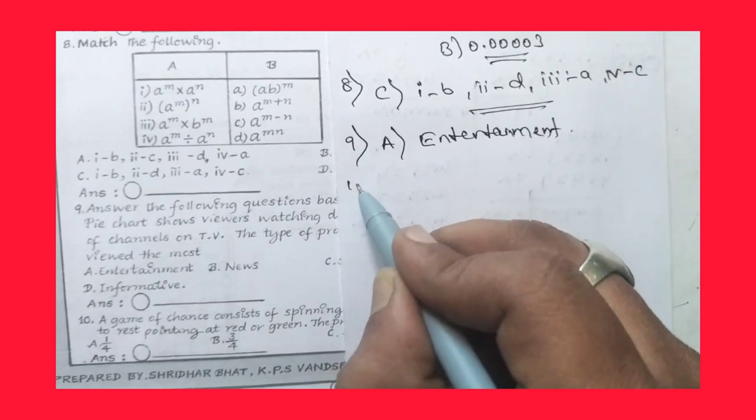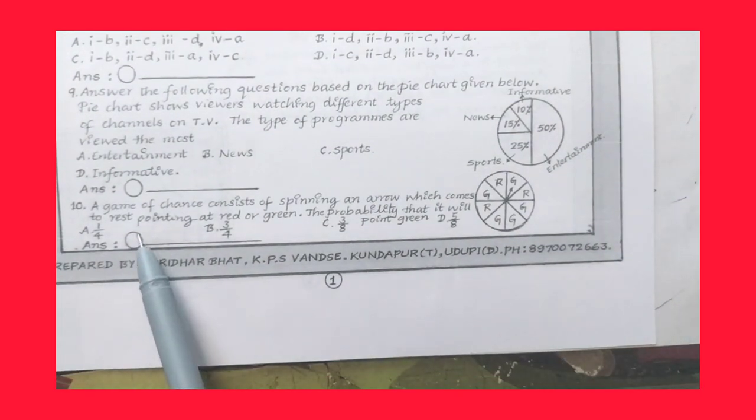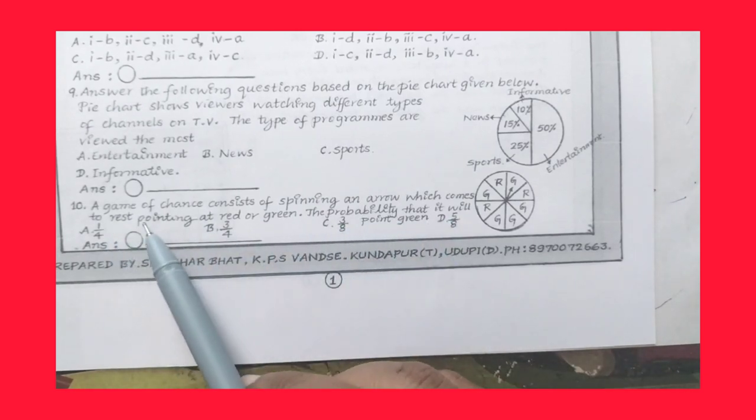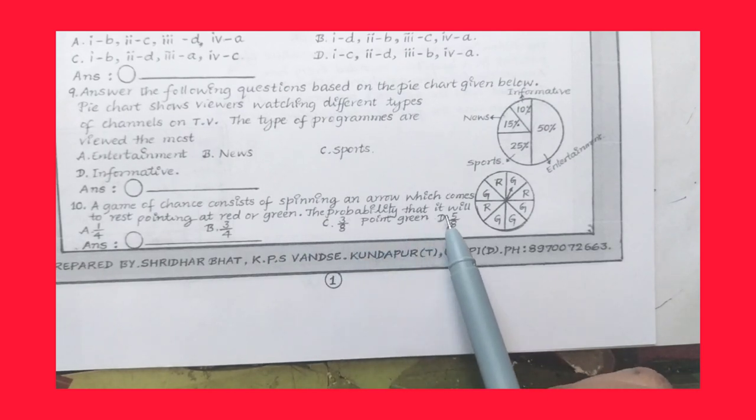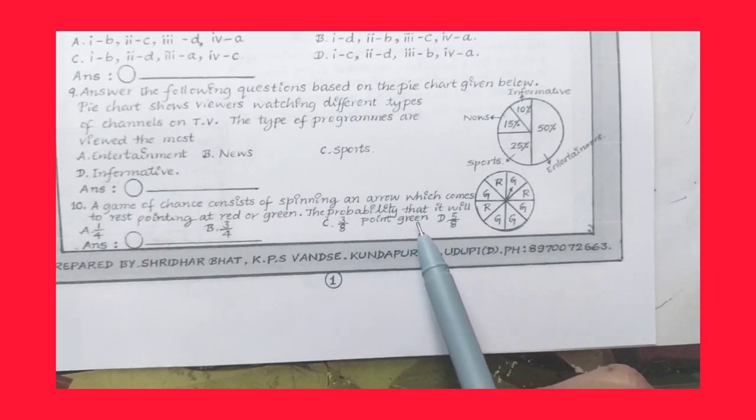So that is the right answer. Now for the 10th question, let us move to the 10th question. A game of chance consists of spinning an arrow which comes to rest pointing at red or green. The probability that it will point green.